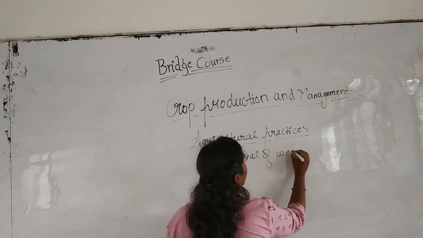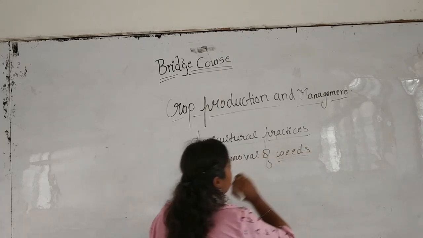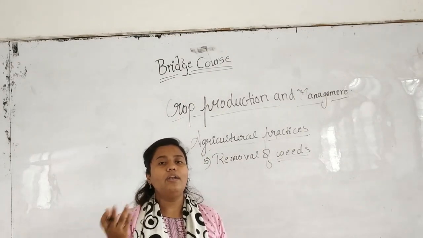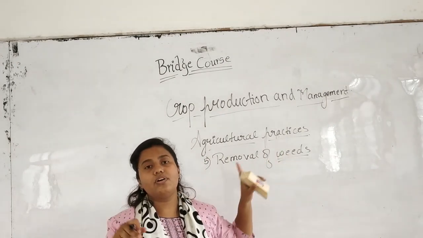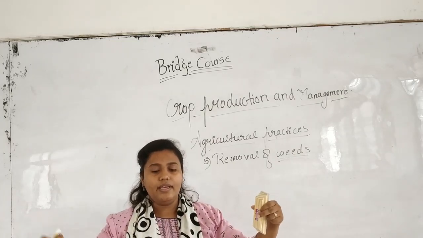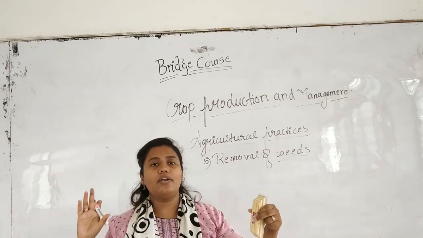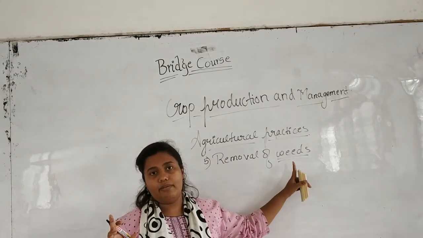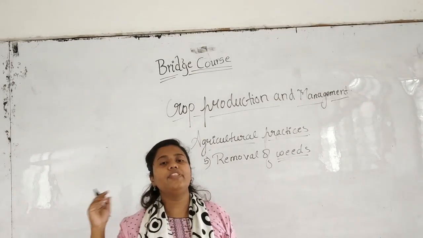Next we'll see the fifth method or the fifth step, that is removal of weeds. How do we remove these weeds? First of all, let us see what is a weed. Weed is nothing but it is an undesirable or unwanted plant which grows in between your main crop. The main crops are growing like this. In between some of the weeds, that is the unwanted or undesirable plants are growing. Such plants we call them as weeds.